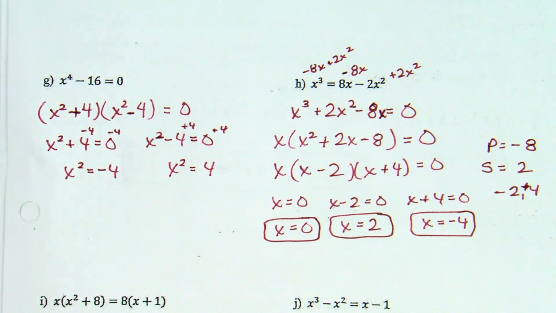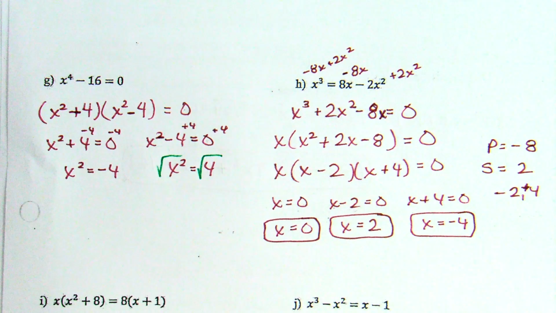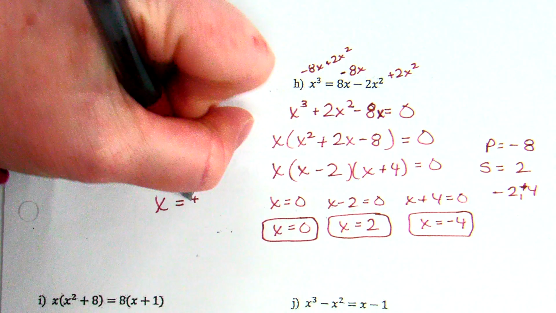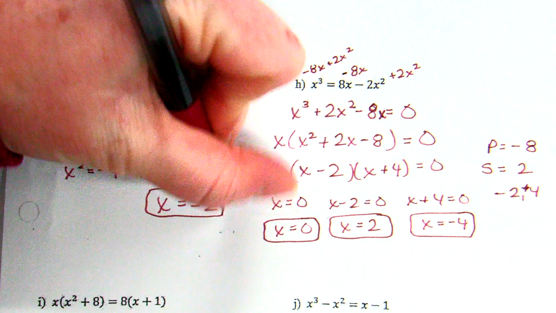So I have x squared equals 4 on one, x squared equals negative 4 on the other. How do I solve when it's x squared equals a number? Take the square root, yes? Let's start over here on the positive one. If it's x squared equals 4, what's the square root of x squared? X. What's the square root of 4 in an equation setting? 2 and negative 2. So right here, plus or minus 2 for that part of the problem.